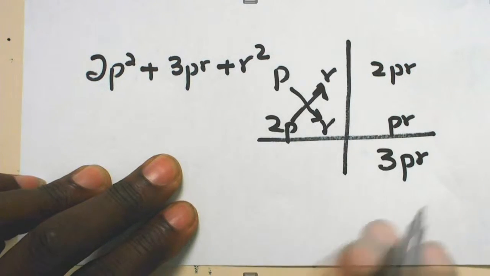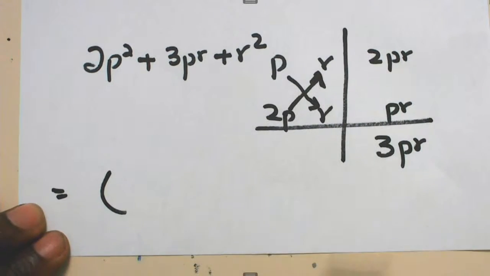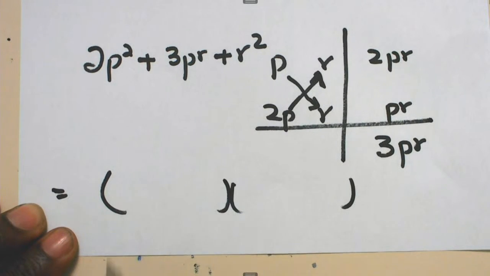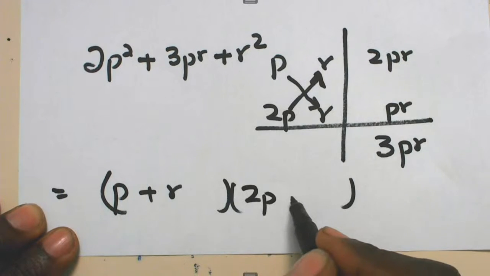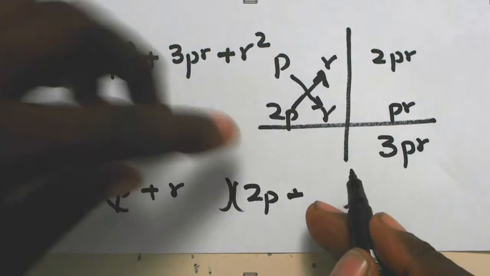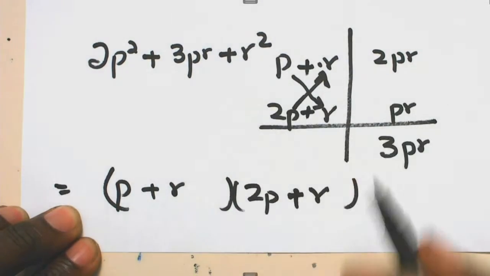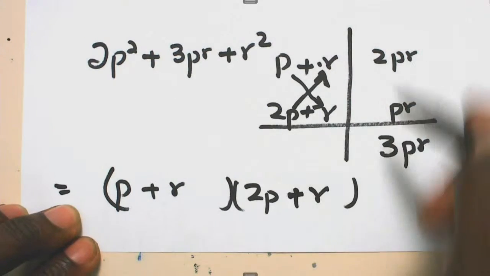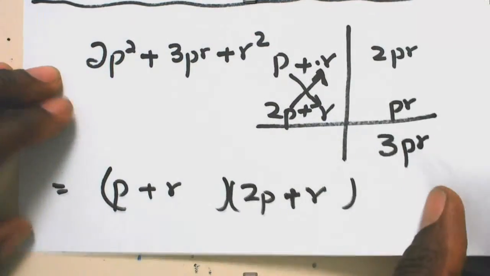Then the factors will be two brackets: p plus r and 2p plus r. Because here it is plus and here it is plus. But when we multiply, we want to get the middle term. This is another example of a trinomial. Let us now give questions on the trinomial that you can complete at home by yourself.